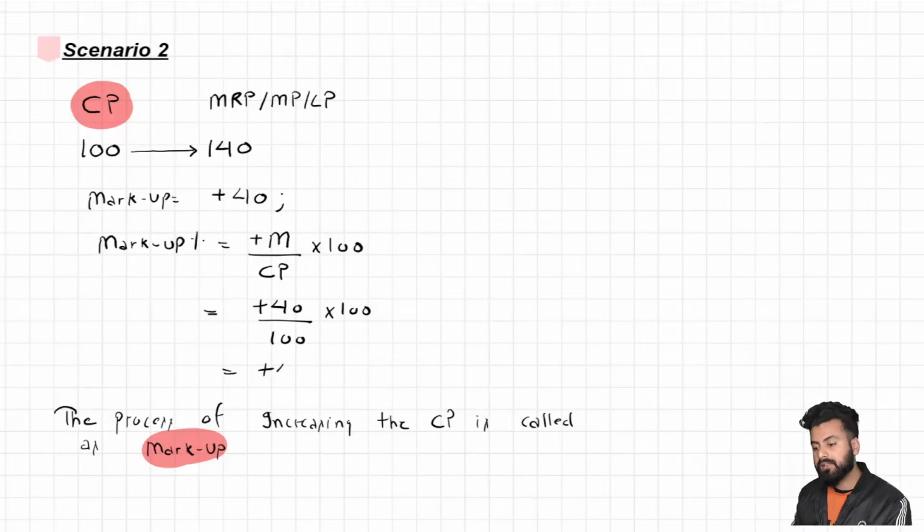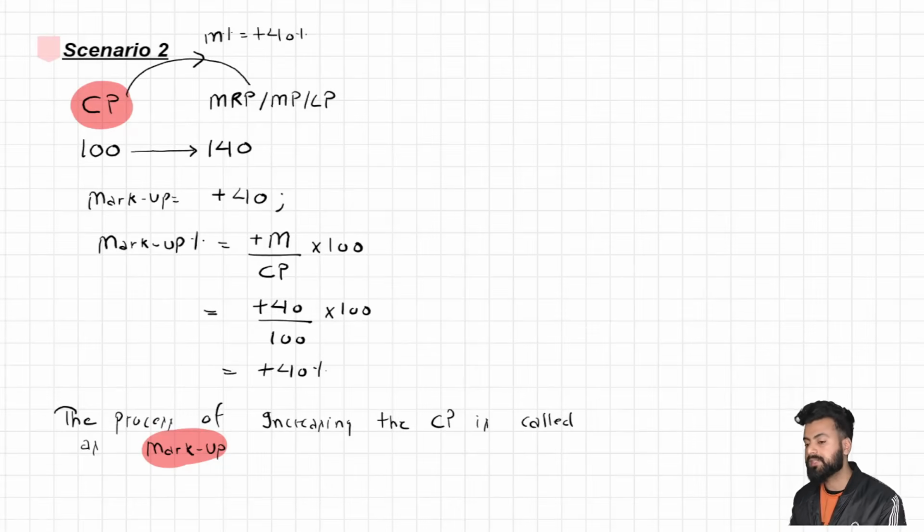So can I say that the value of markup percent is 40? So if someone asks you what is the value of markup in terms of percentage, you would say, sir, value of markup is 40%. And we always use plus sign in front of markup. Why? Because markup is positive in nature. So please remember this.